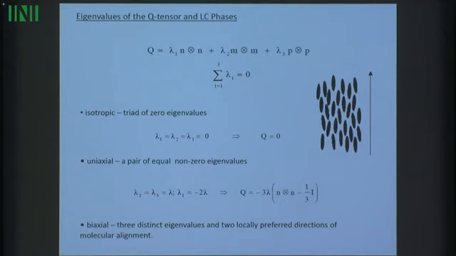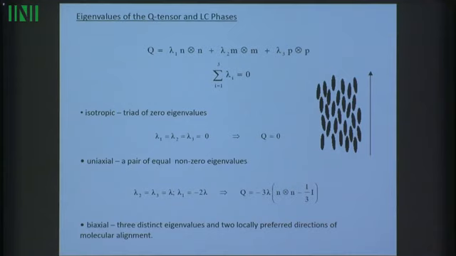The first case is the isotropic case, when all three eigenvalues are equal to one another, but it's a traceless matrix, so if all three eigenvalues are equal, they're actually 0, and that just means the Q tensor itself is 0, so the system has lost all its orientational order and is now disordered. It's fairly intuitive. The second case is when the Q tensor has a pair of equal non-zero eigenvalues.